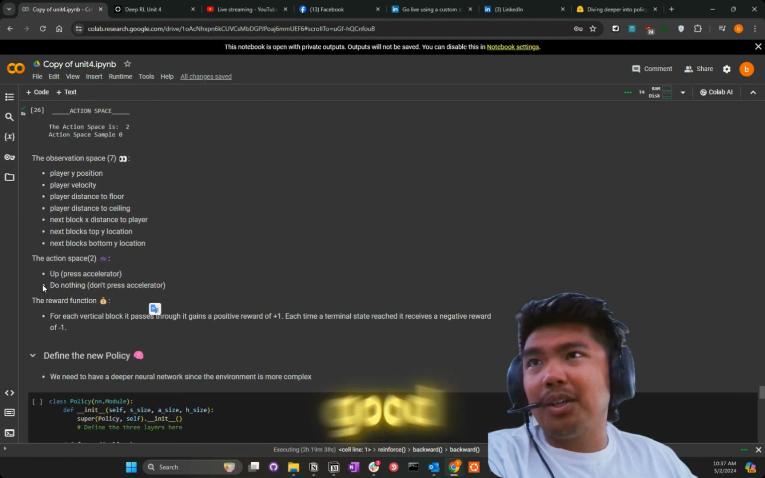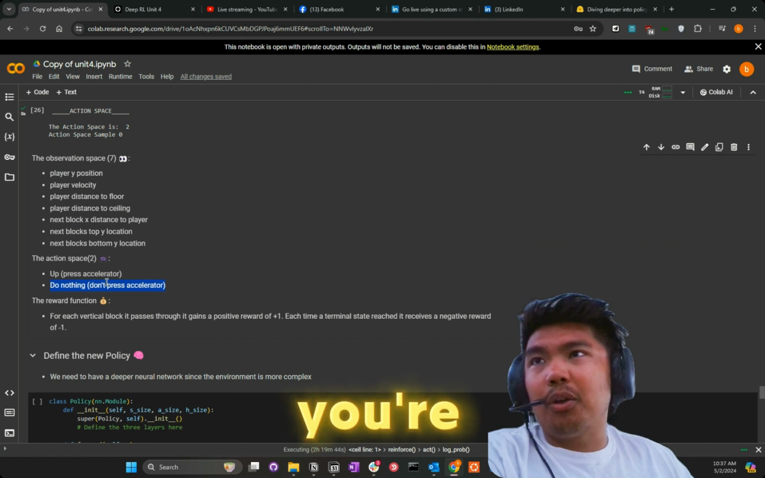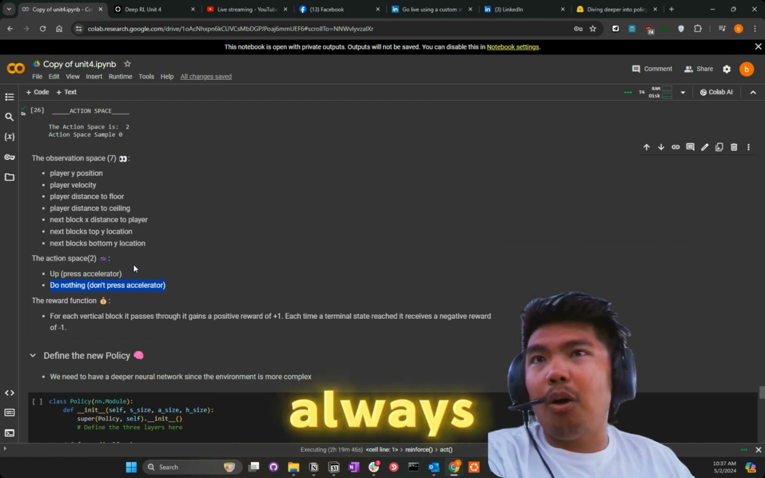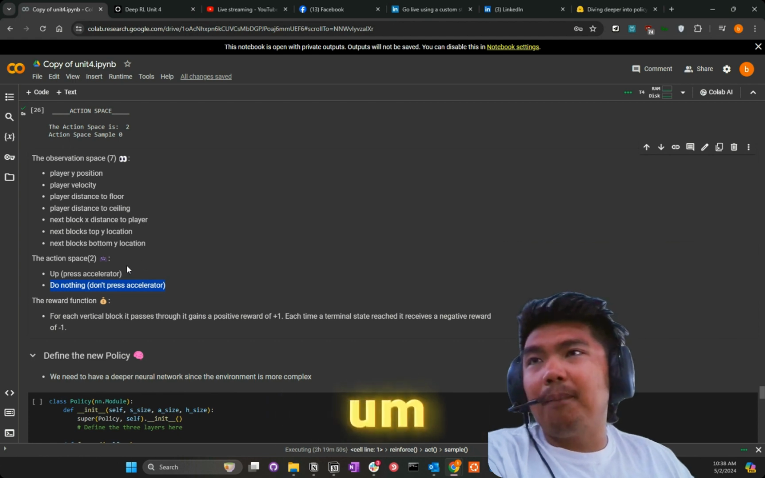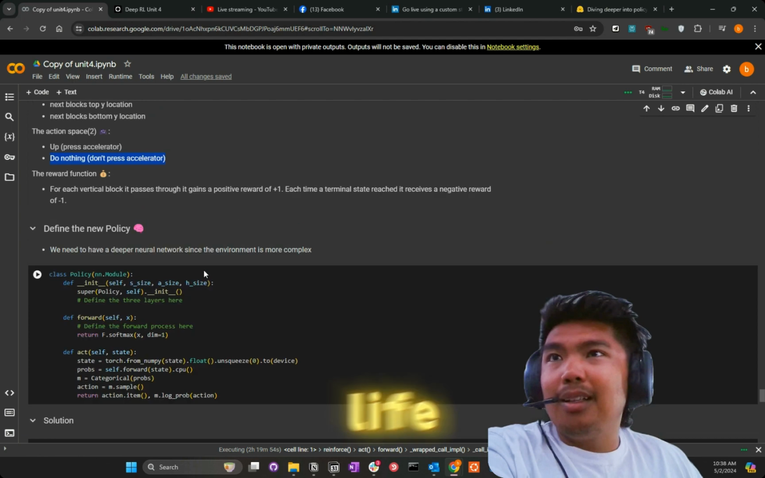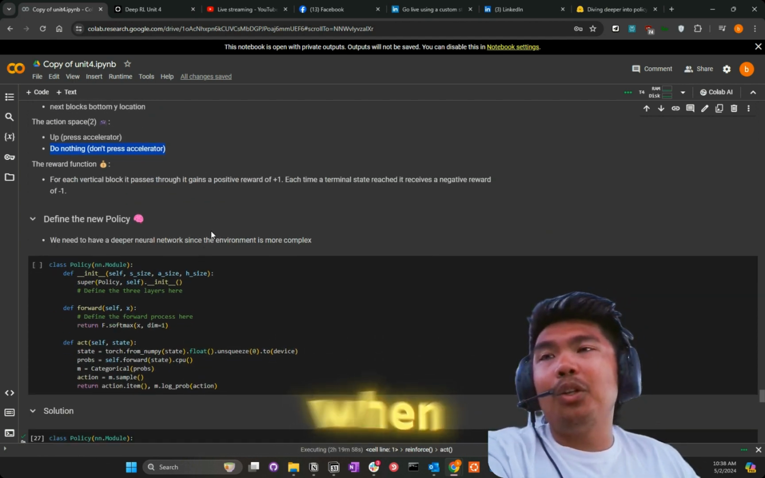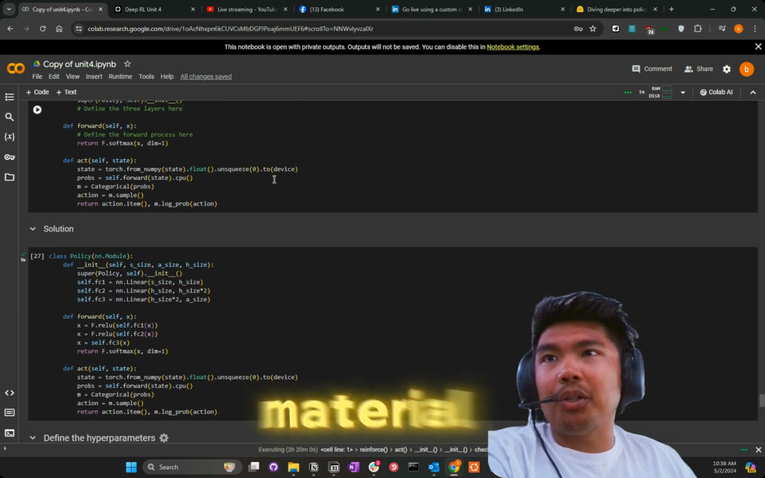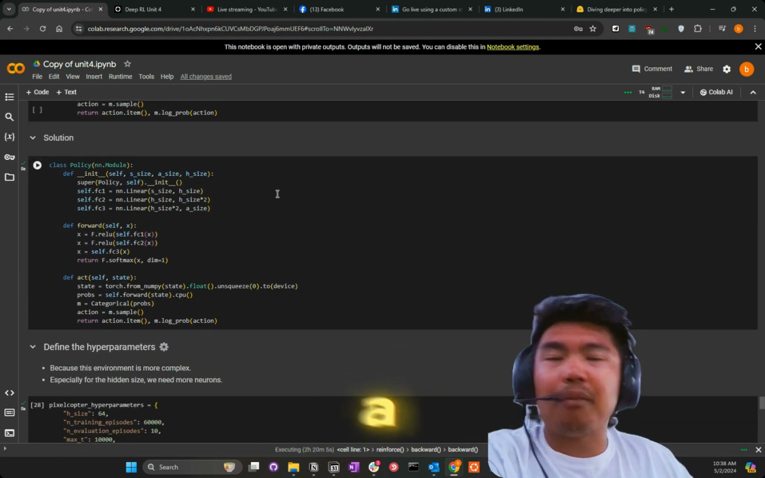And this is a good thing in life to remember. By doing nothing in life, that is an action. You're choosing to do something. So always know that inaction is an action, in general. Didn't think we'd be getting all life philosophical in here, did we? But when you go through this reinforcement learning material, you'll have these big epiphany moments. I've had a few already.